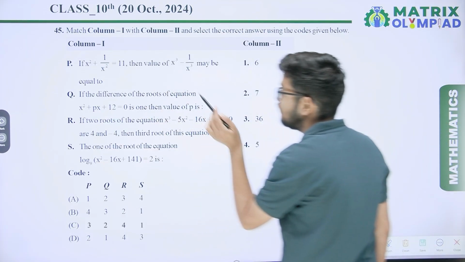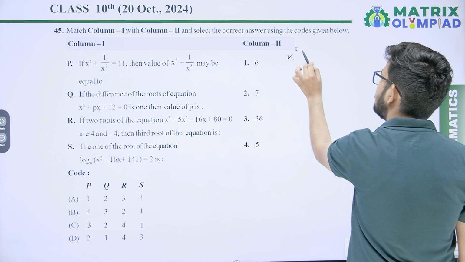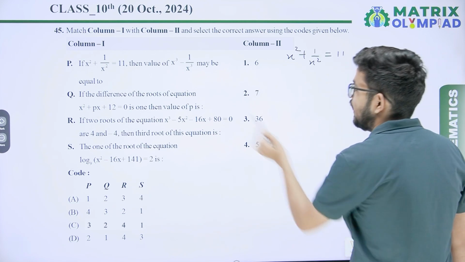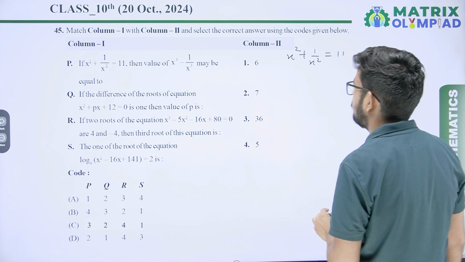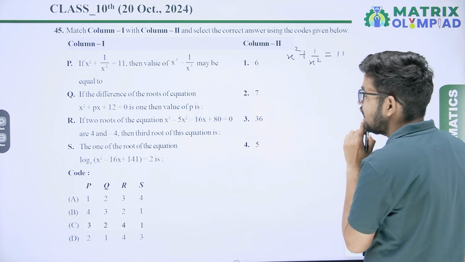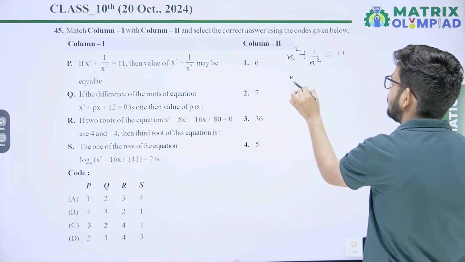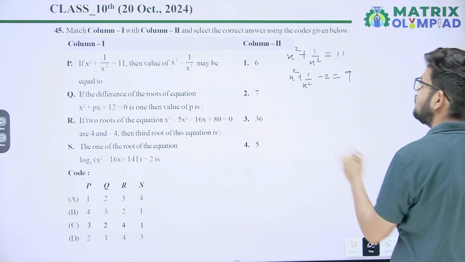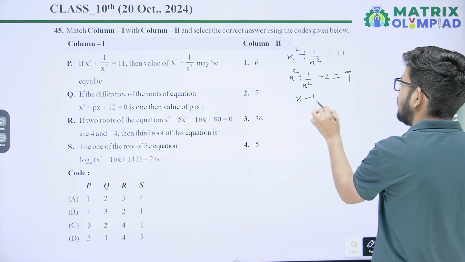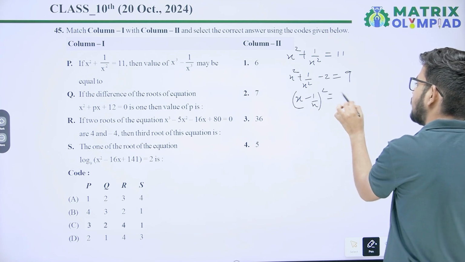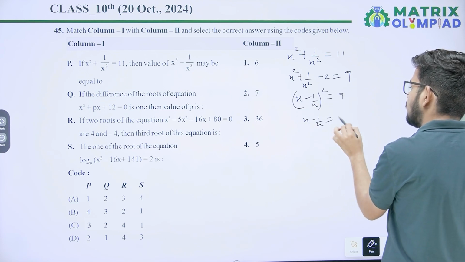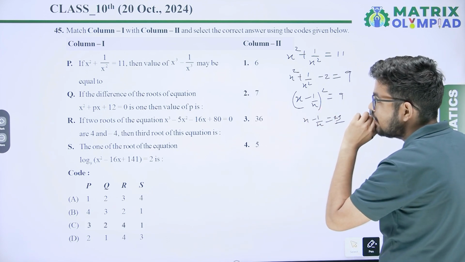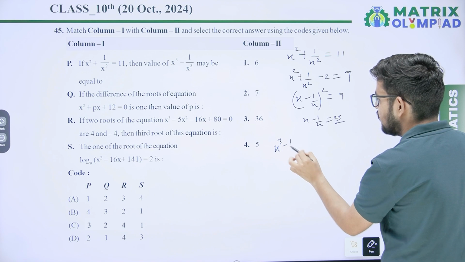Next question, question number 45. If x square plus 1 upon x square equals 11, find the value of x cube minus 1 upon x cube. For this we have to find x minus 1 upon x. So x square plus 1 upon x square minus 2 equals 11 minus 2, that is 9. So from here (x - 1/x) whole square equals 9, and x minus 1 upon x equals plus or minus 3. Okay, so now it is asking the value of x cube minus 1 upon x cube.